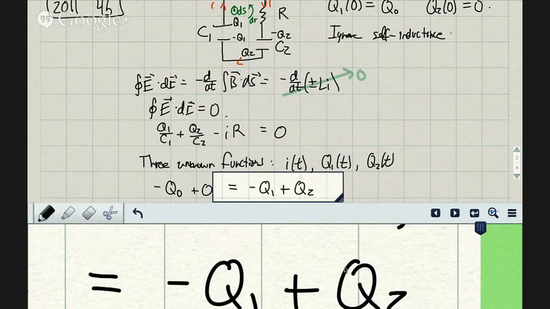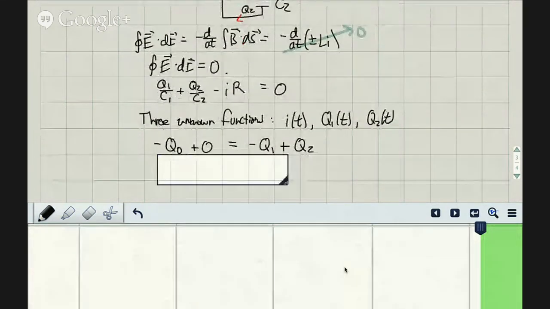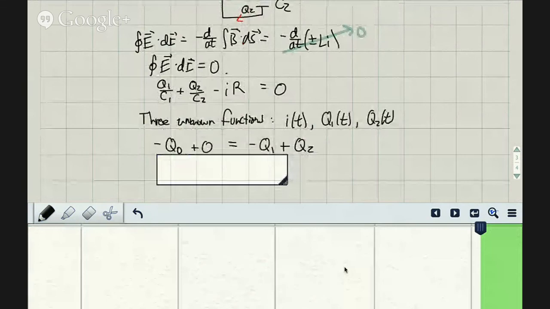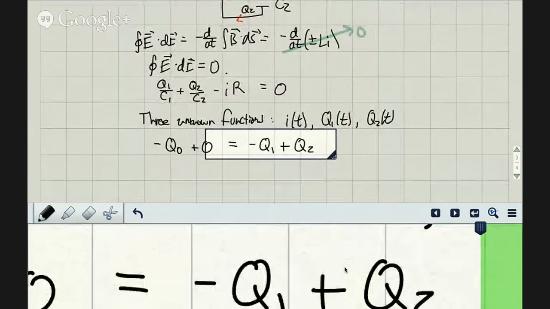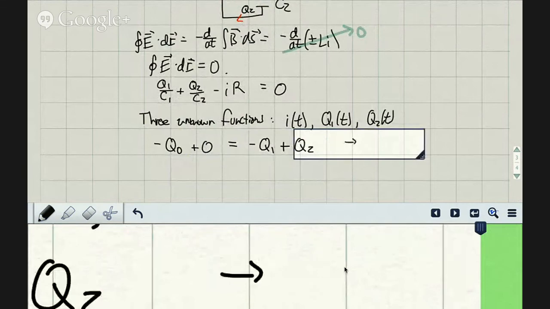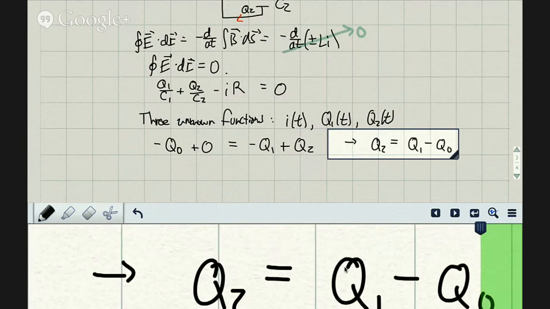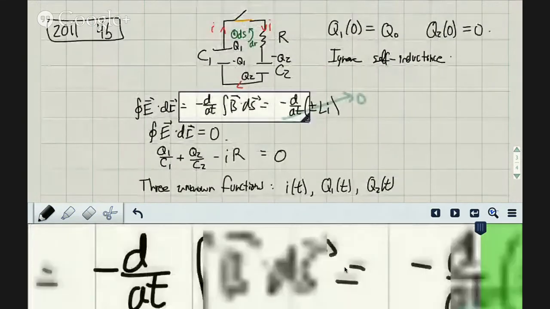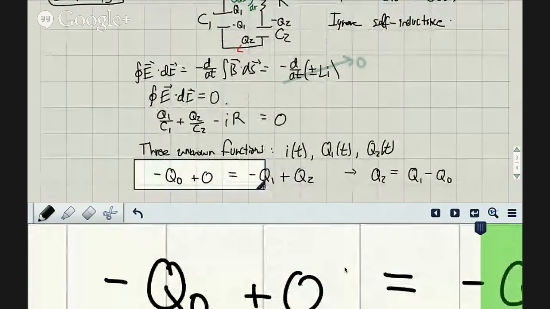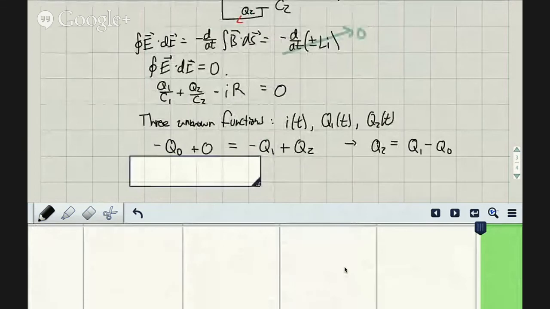Okay, so let's go ahead and see what this means. That's the relationship between Q1 and Q2. So I could find Q1 and get Q2 from this relationship, right? Simplifying, we get Q2 is equal to Q1 minus Q0. Once again, this relationship is going to be different depending on how you label your charges. Let's just keep going here.